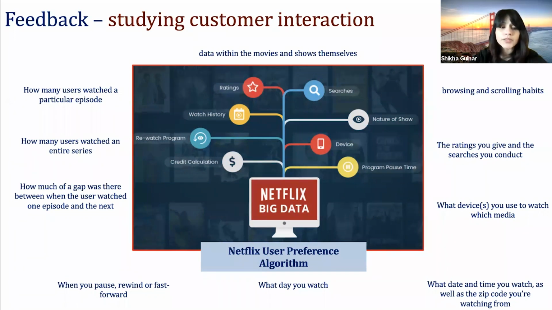On an individual level, the feedback loop can be when you pause, rewind, or fast forward. What are your browsing and scrolling habits? What is the device preference? What time of the day do you watch series? And what day of the week do you prefer to watch? Are all valuable feedback points that need to be fed into this engine.